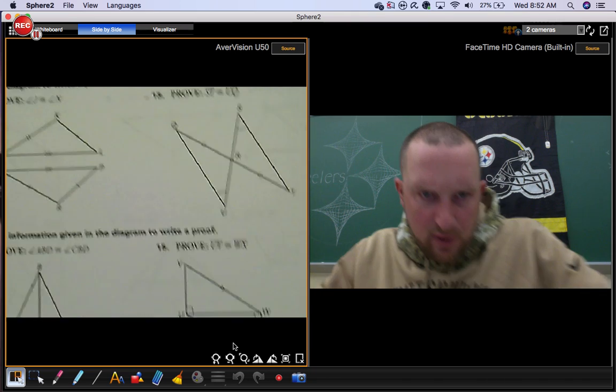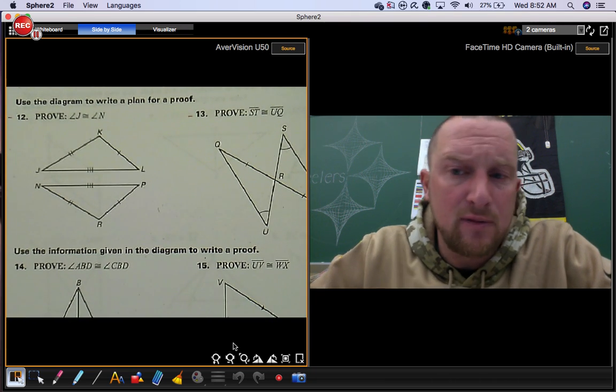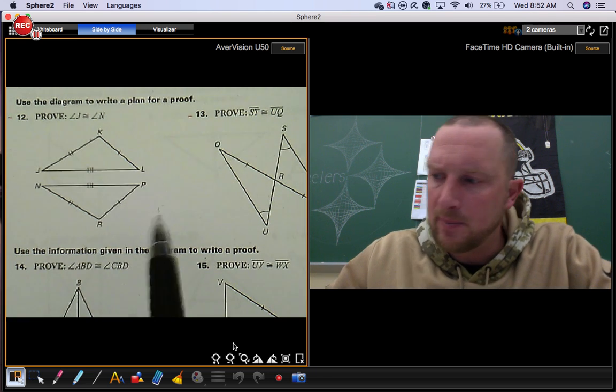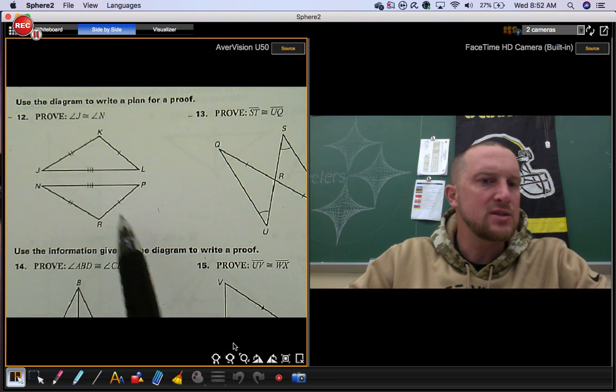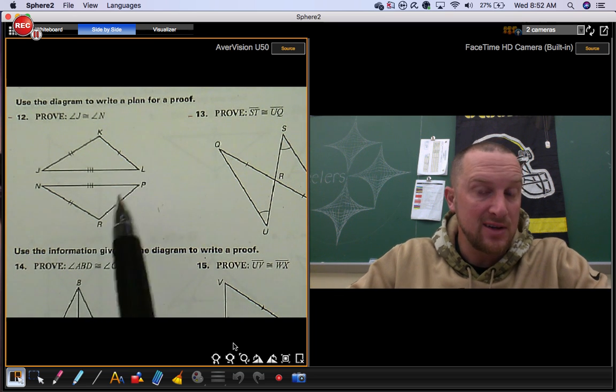We'll do 12 and 13 in this video also. We're going to use the diagram to write a plan for a proof. I'm not necessarily going to write it. We're just going to kind of talk about it. If you look at these 2 triangles here, look what's given. Pair of congruent sides, pair of congruent sides, pair of congruent sides. 3 pairs of congruent sides are given.